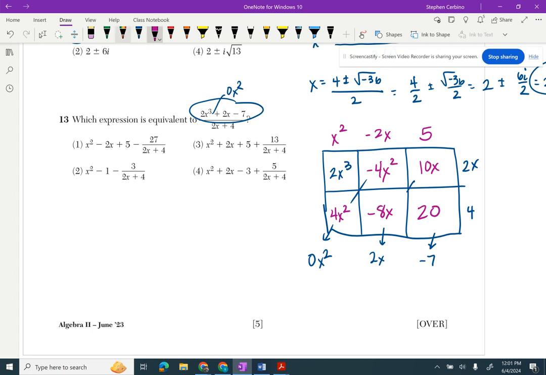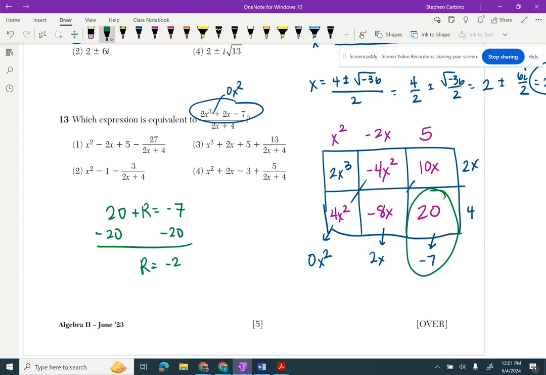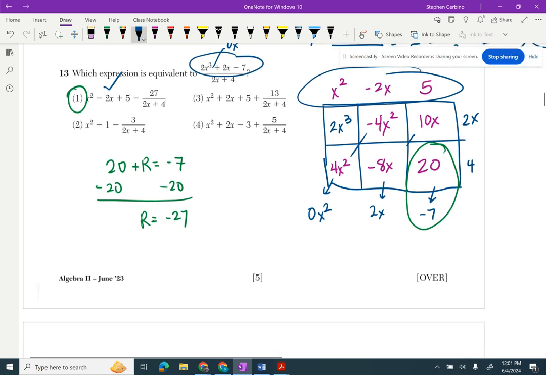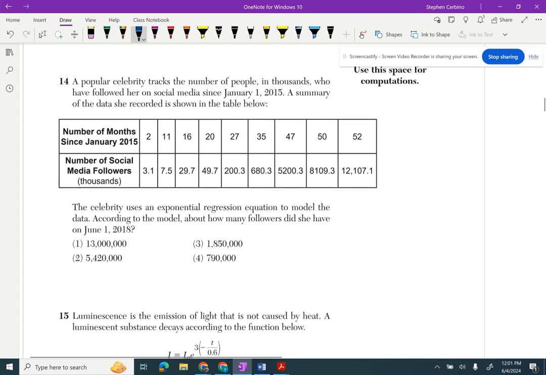Now to determine the remainder, we're saying to ourselves these 2 things don't add up. So I'm saying 20 plus some remainder that I don't know is equal to negative 7. If I solve for the remainder by subtracting 20 from both sides, I now know that the remainder is negative 27. Choice 1 is the only one with a remainder of negative 27. Notice the quotient is correct as well, and the remainder is divided by the divisor.